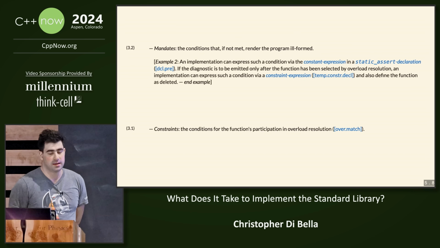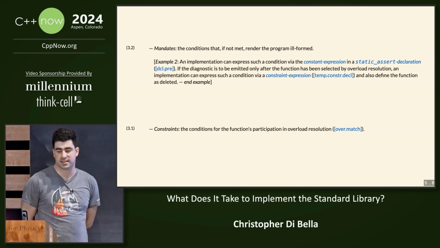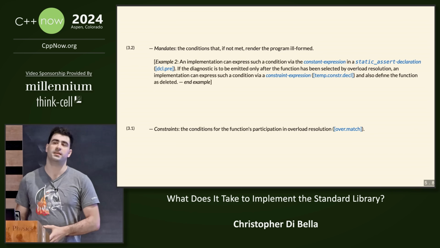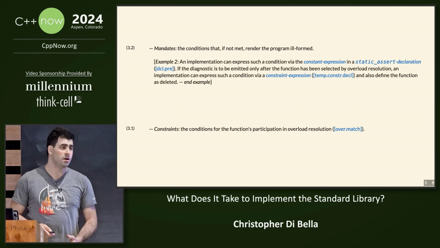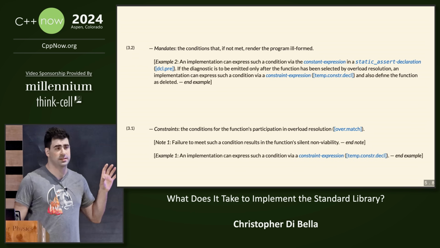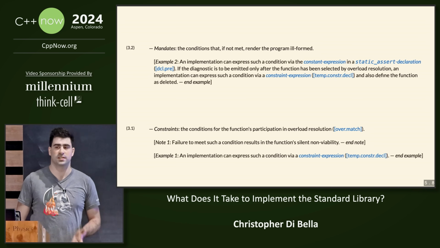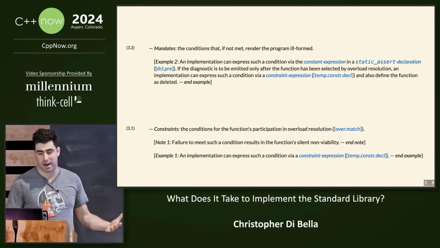The other one that we're going to focus on is constraints. And that says that if the conditions are not met, then the function can't participate in overload resolution. Basically, you can use requires clauses for something, or use regular old SFINAE if you don't have C++20 at your disposal, or need to be backwards compatible.